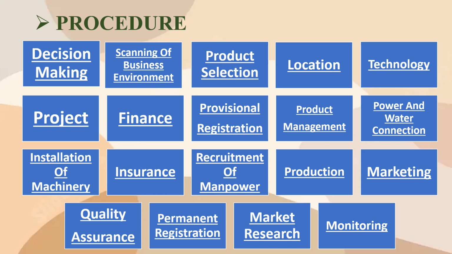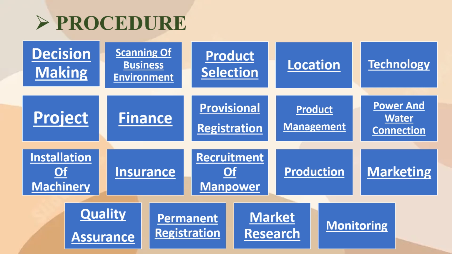Next is product selection. You need to decide the product you wish to manufacture or the service you wish to offer. While choosing the product or service you want to offer, you must conduct good market research and learn about the prevailing competition in the market.